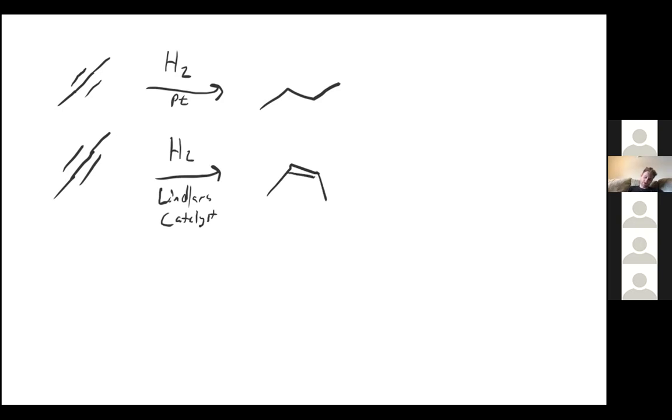alkene. So if we think H2 typically adds syn across these bonds, we add in this poison catalyst. It's going to stop us after our first reduction, and we're just going to end up with this cis alkene here.